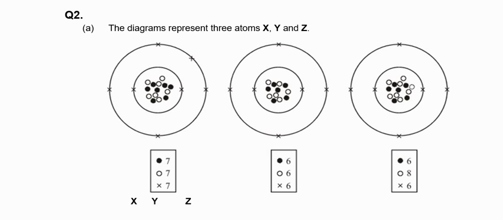Well, in this case, the dark spots represent protons and the light spots represent neutrons. So isotopes are the same element, they have the same number of protons. Therefore, Y and Z are isotopes.